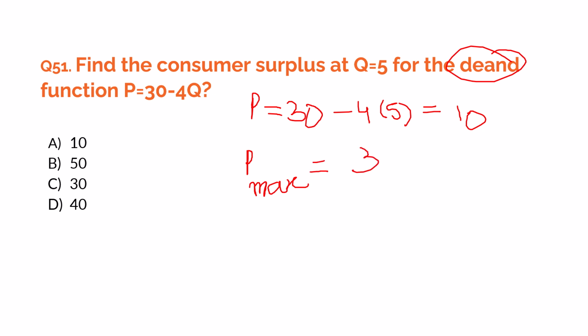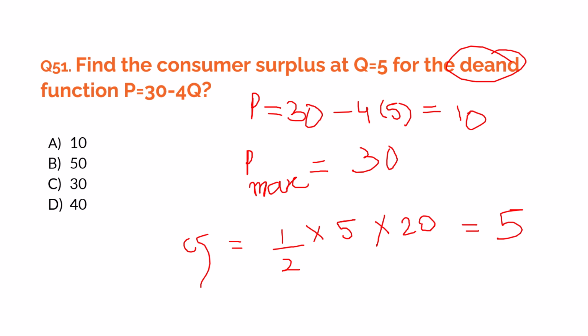Now we have to calculate the consumer surplus. For calculating the consumer surplus, the formula is half into Q into the difference between price max and the price at which the quantity is 5. The quantity is given as 5, so half into 5 into the difference between price max and the price at which the quantity is 5. 30 minus 10, that is 20. So we get our answer as 50 here. Option B is correct here. Let's move to another question.